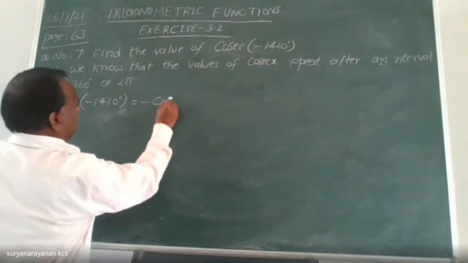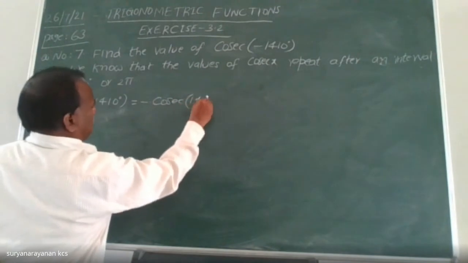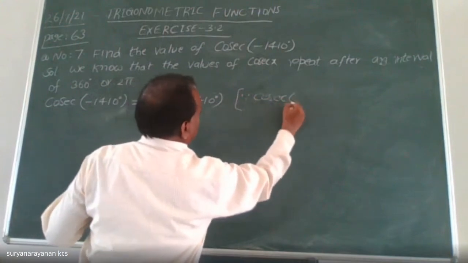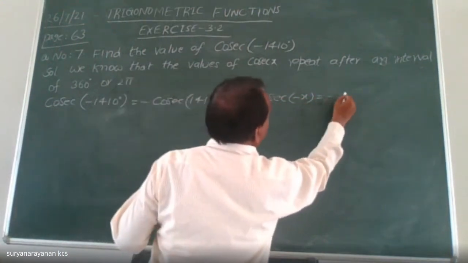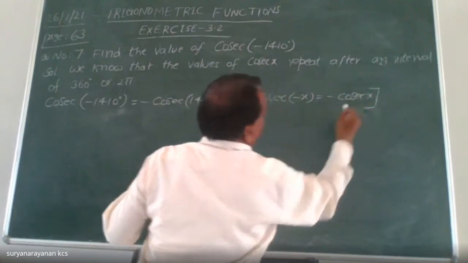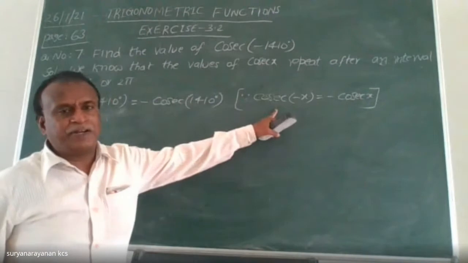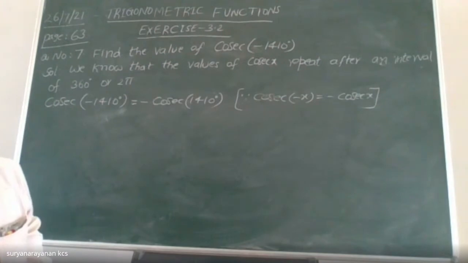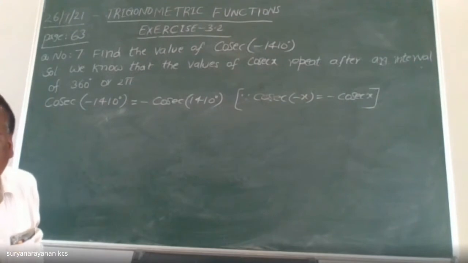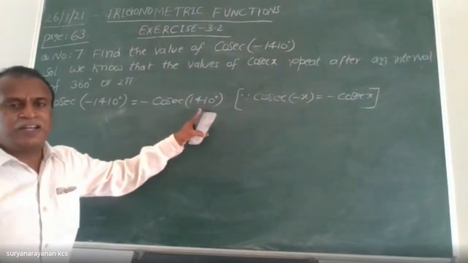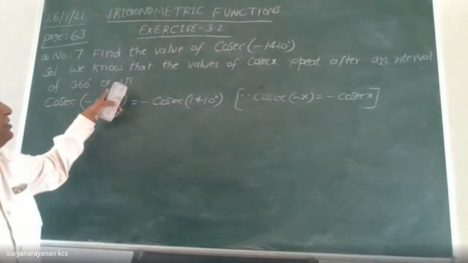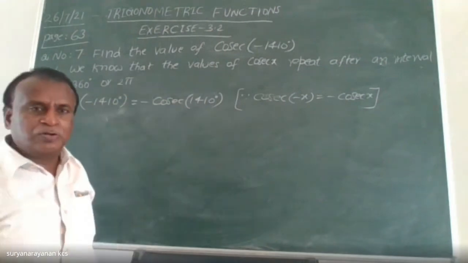So minus cosecant 1410 degrees, because cosecant of minus x is equal to minus cosecant x. By using this trigonometric formula, I wrote this step. Understood this step, my dear children? Cosecant of minus x is equal to minus cosecant x. Now come to this angle. This angle is also more than 360 degrees. So after an interval of 360 degrees or 2 pi radians, the cosecant value will repeat.